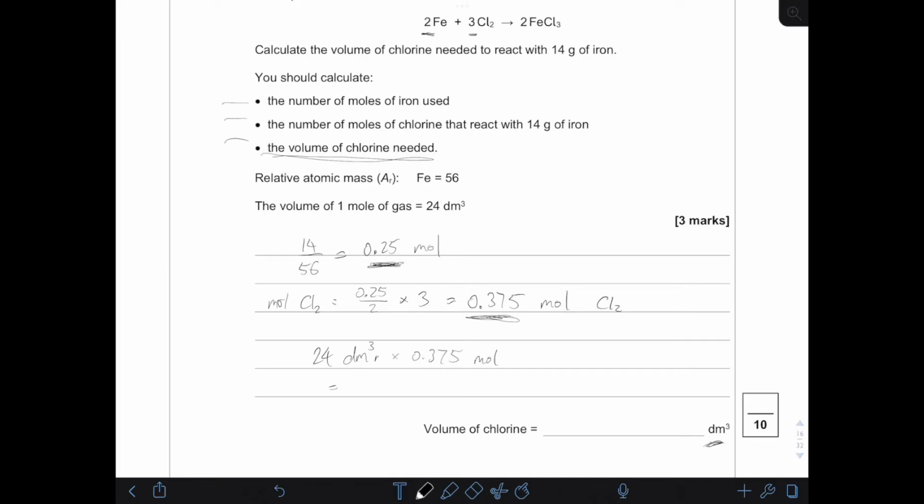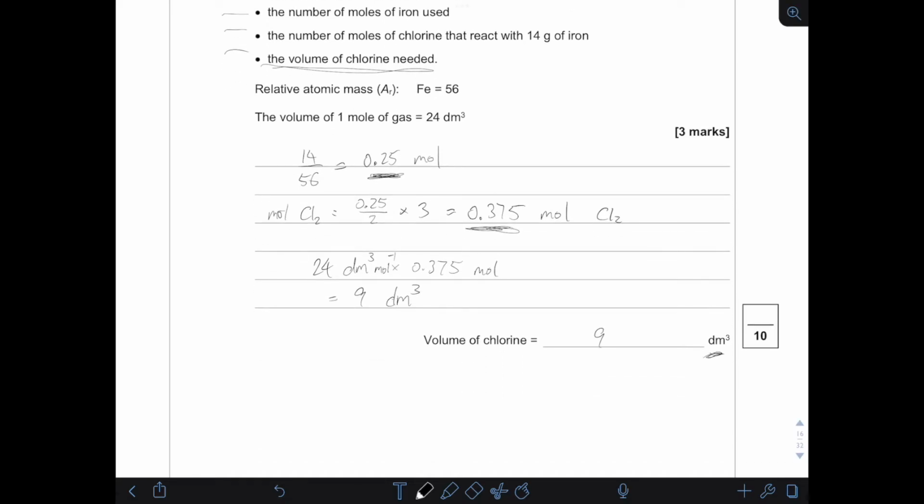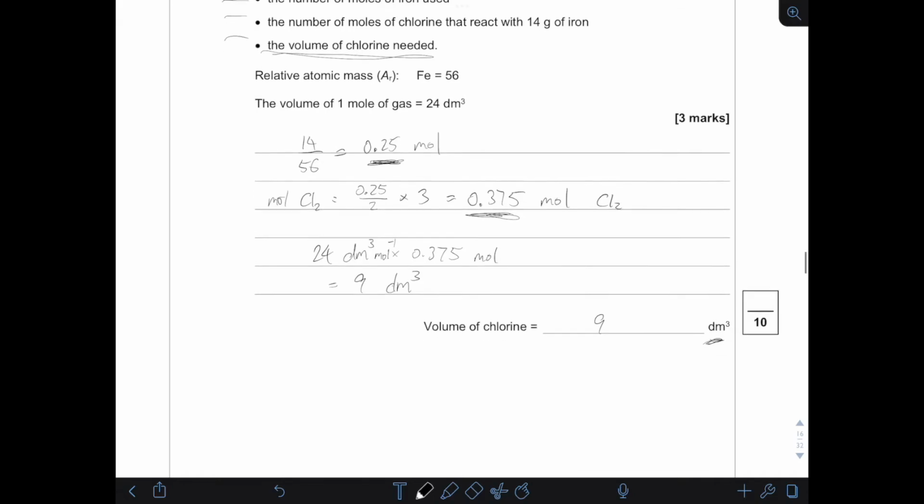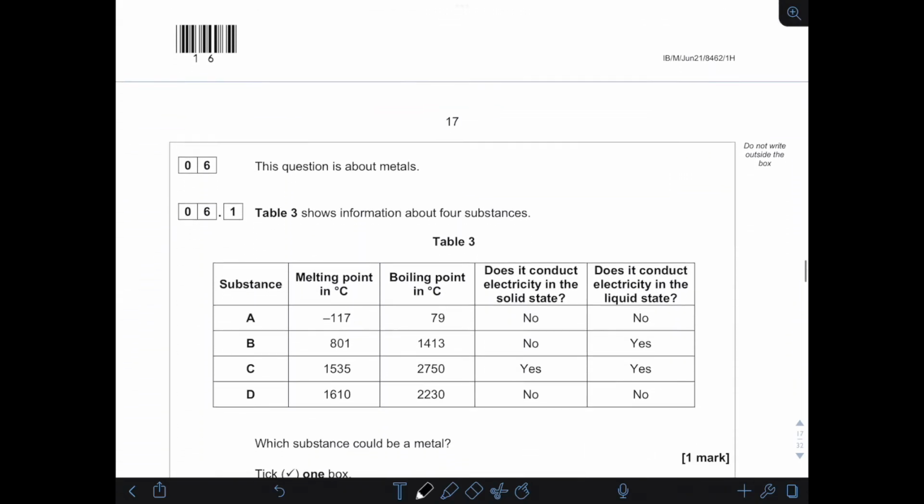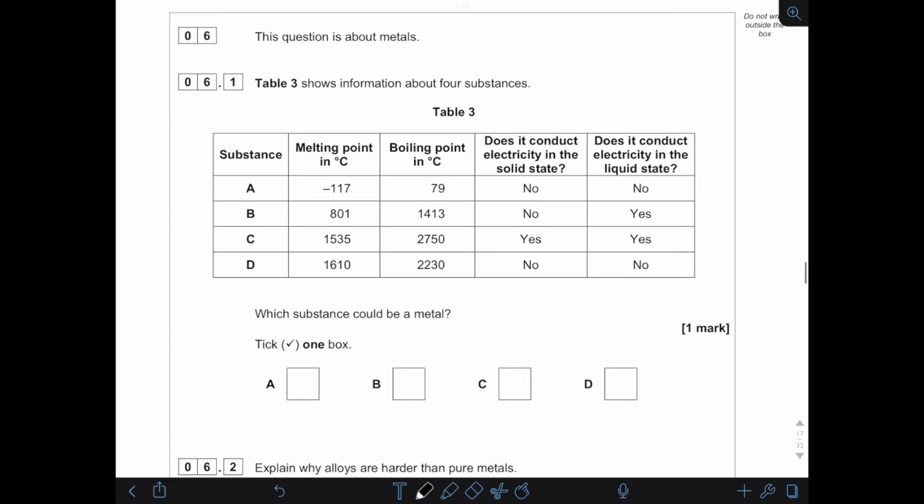Actually this is per mole, isn't it? So that would give us 9 dm cube of chlorine gas. So this is 9 liters of chlorine gas, which is a lot. That's a lot of chlorine gas. You do not want to get anywhere near that.